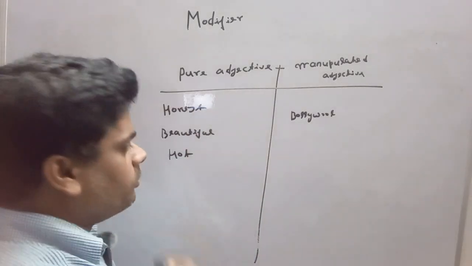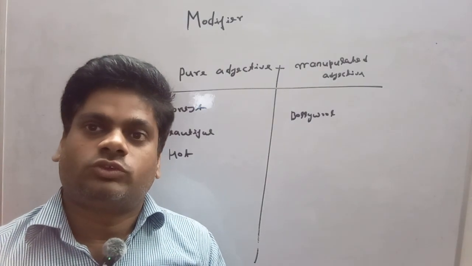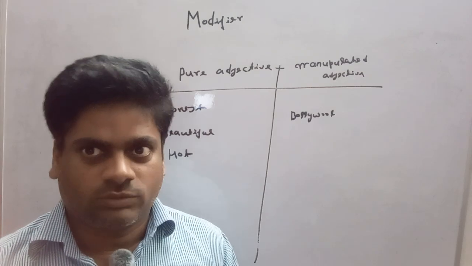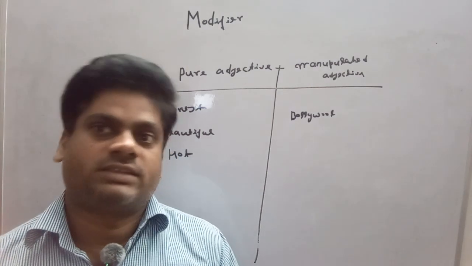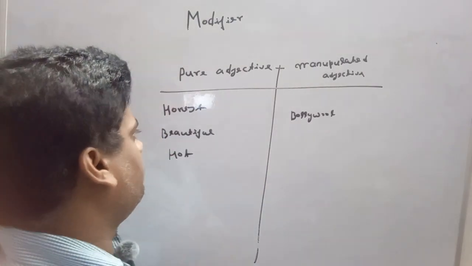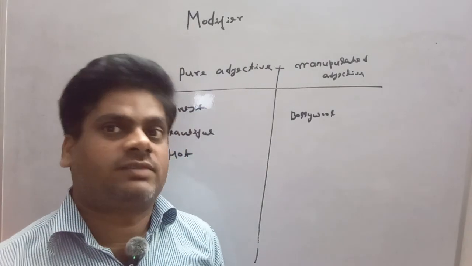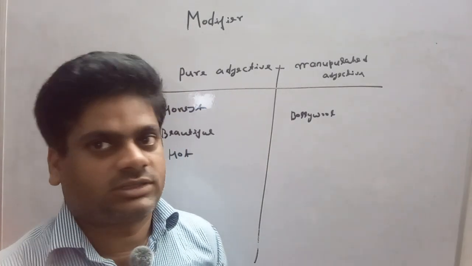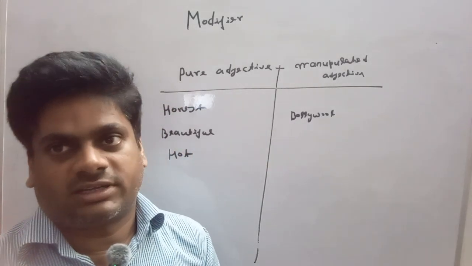But in case of a pure adjective, if I add any noun to be modified here, they can work as an adjective. If I remove the noun, they can still work as an adjective, because they can express the same sense, either working in the structure of the sentence or out of the structure of the sentence. This is the basic difference between pure adjectives and manipulated adjectives.